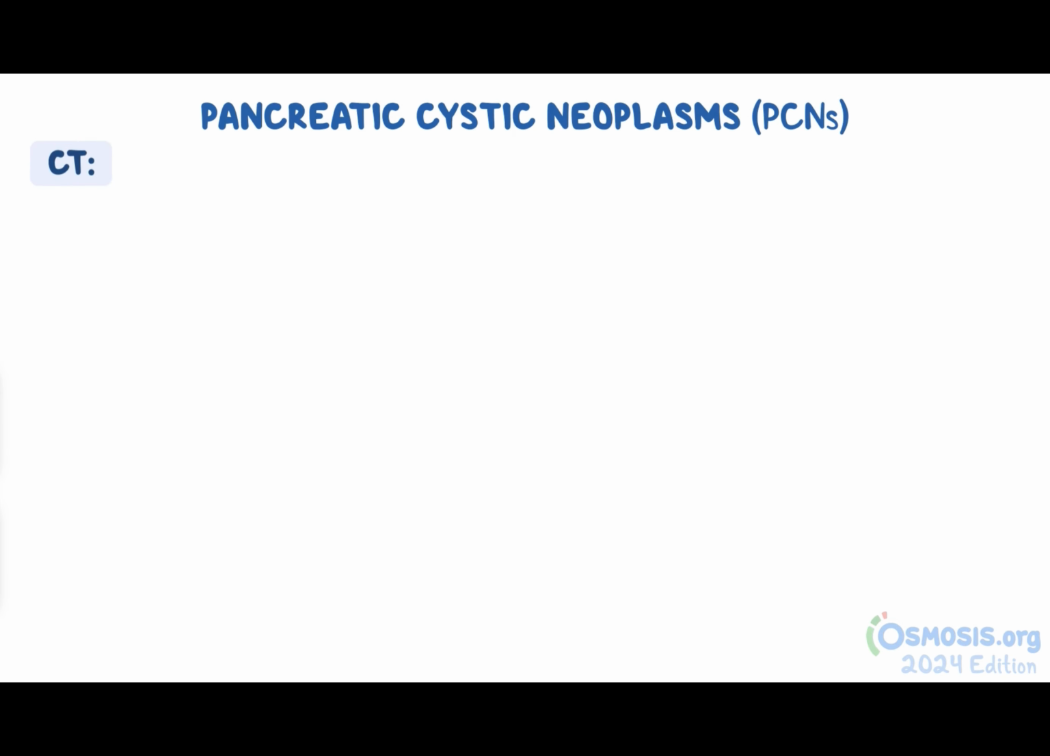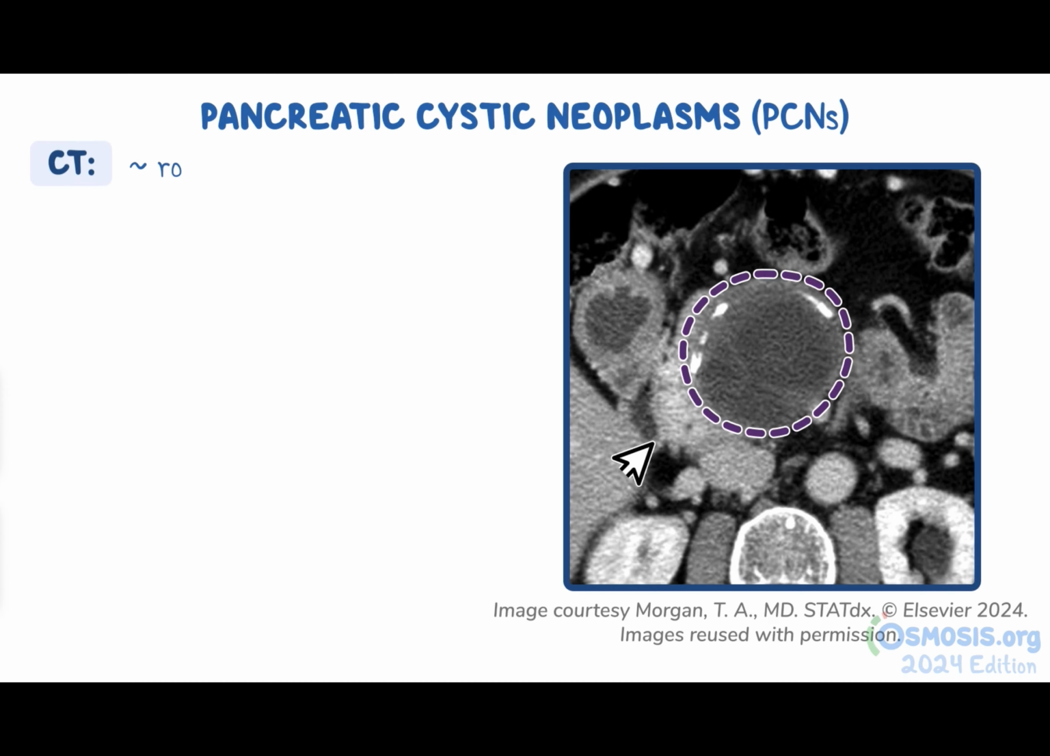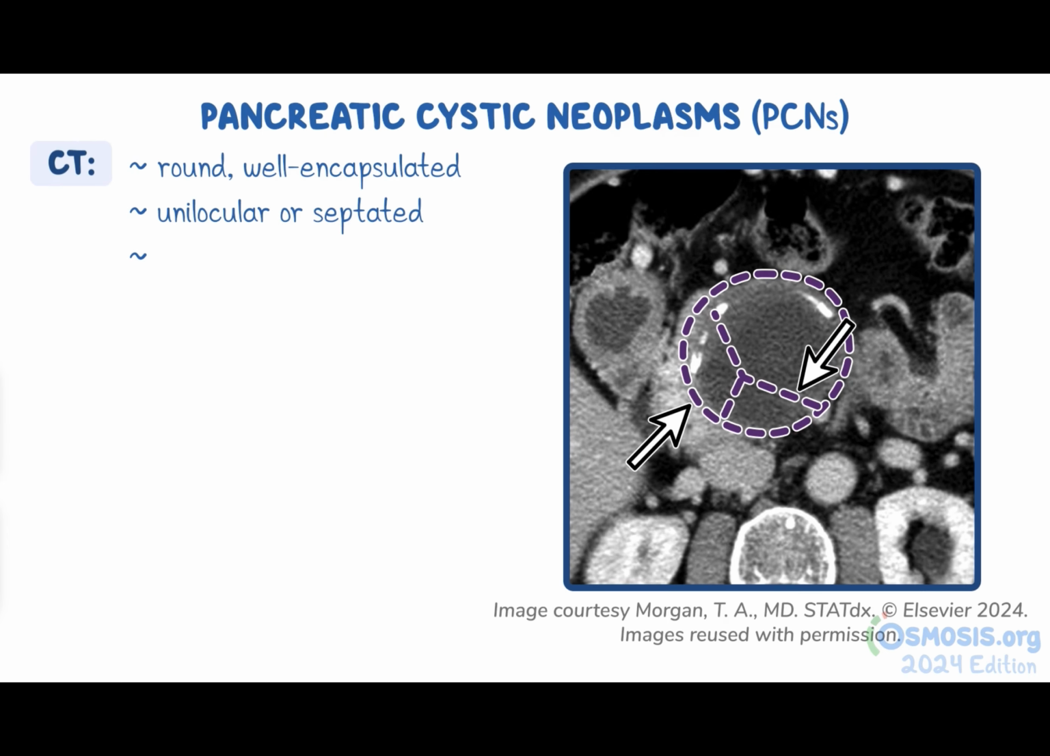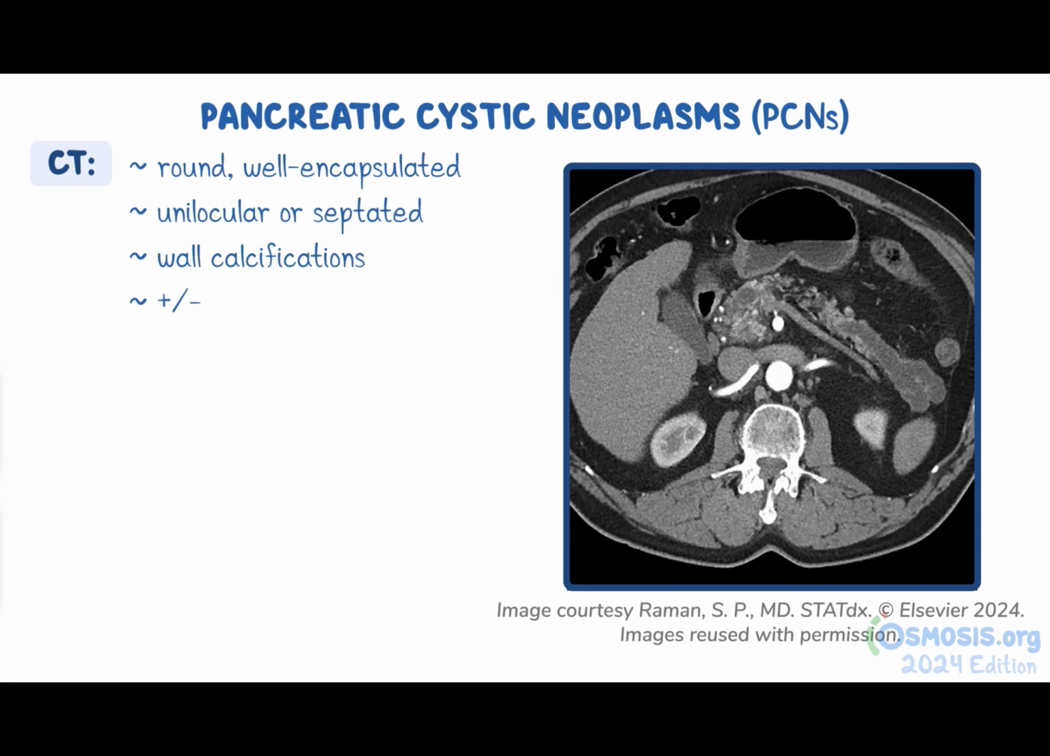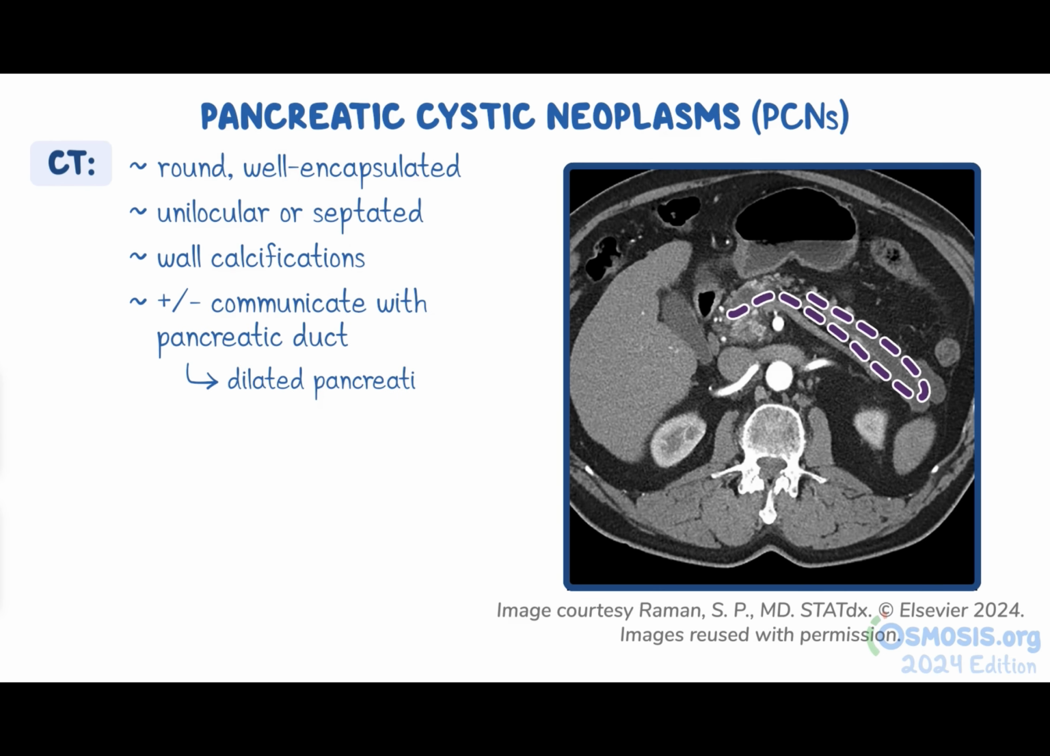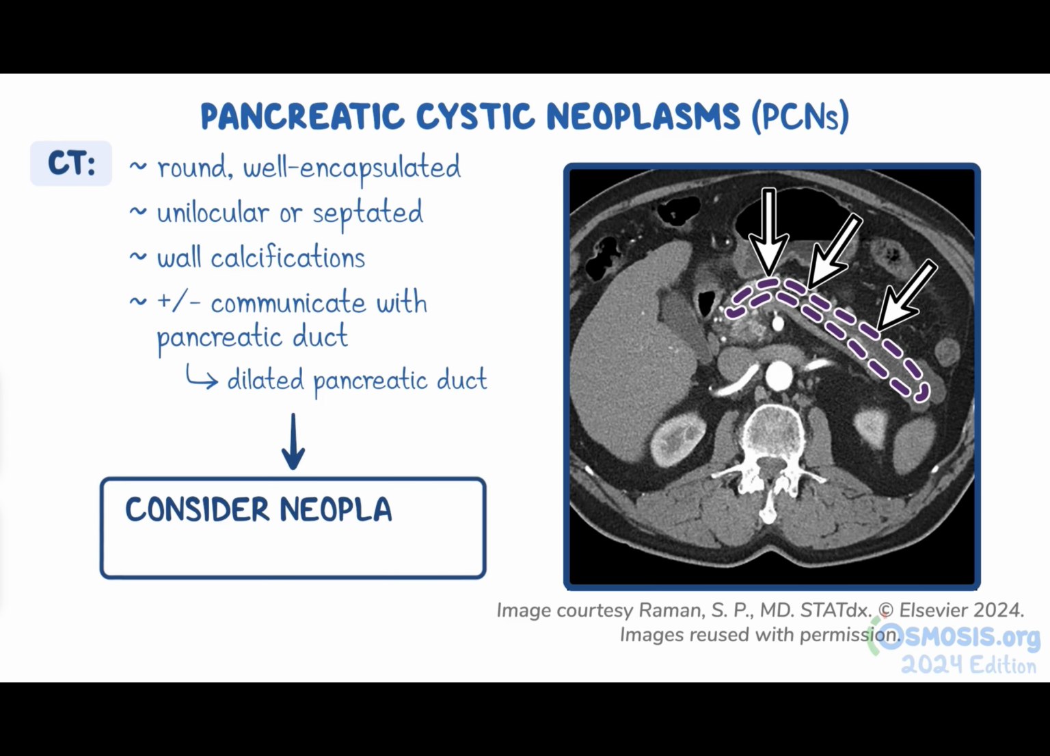On CT scan, you will likely see a cyst that's round, well-encapsulated, unilocular or septated, with wall calcifications. Additionally, most lesions may communicate with the pancreatic ductal system, causing a dilated pancreatic duct. With these findings, consider a neoplastic cystic mass.